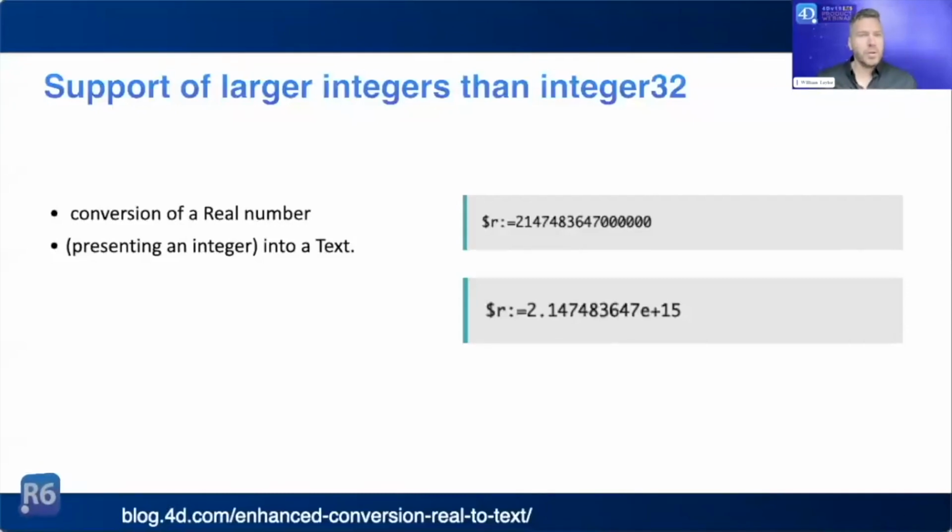Now, converting to or from text was limited to 12-digit scientific notation, resulting in a loss of precision. Now, with 4D v19 R6, we have improved the accuracy of the conversion of any real number being represented as an integer into text. The improvements of this conversion to string concern the String command and the JSON and XML commands returning numbers in string form.